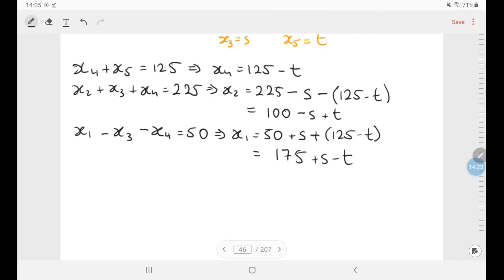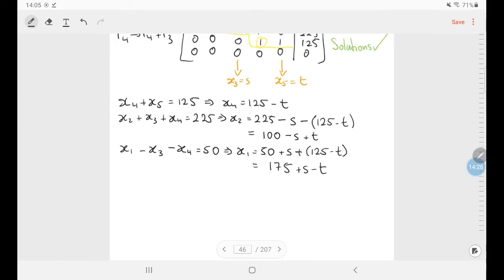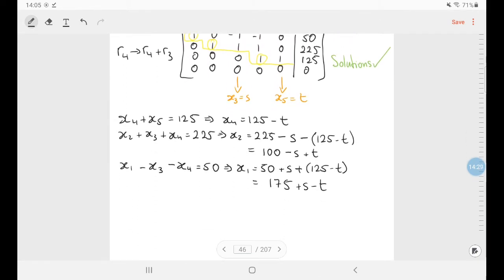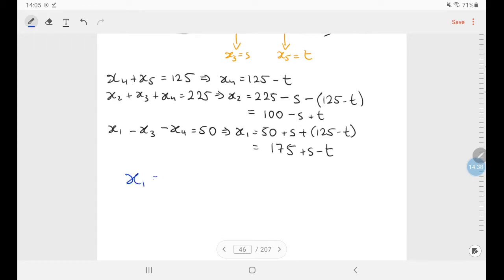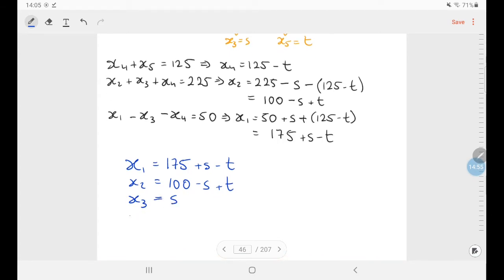So I think I can zoom out here, and if I have the pipe network up the top, I don't. So I'm just going to pause for a moment and write down the solutions. So we have x1 is equal to 175 plus s minus t. x2 is equal to 100 minus s plus t. x3 can take on any value, so it's a parameter s. x4 is equal to 125 minus t, and x5 as a parameter can take on any value. So I'm just going to pause the video and write those down.